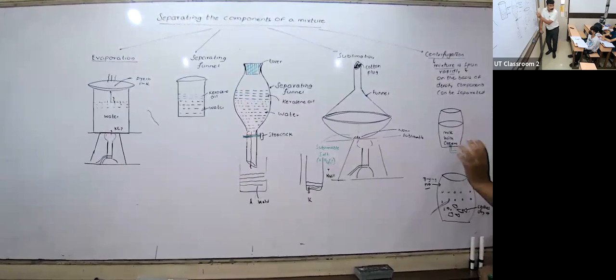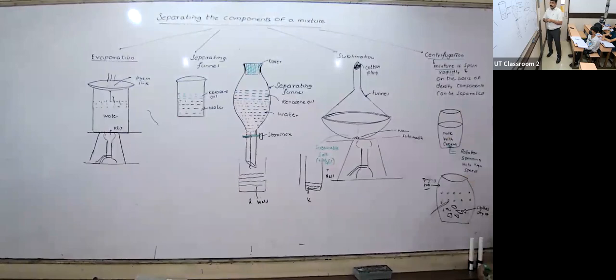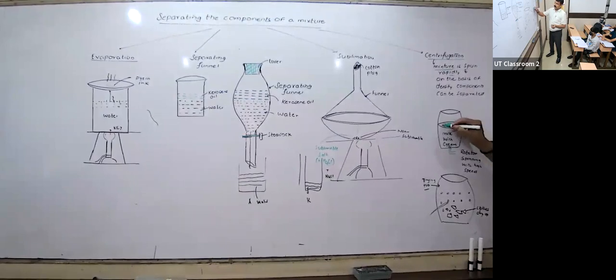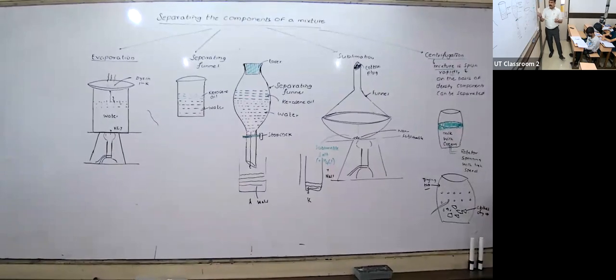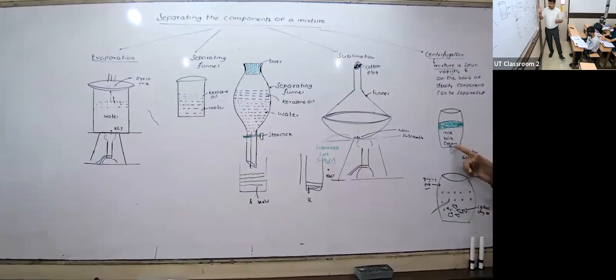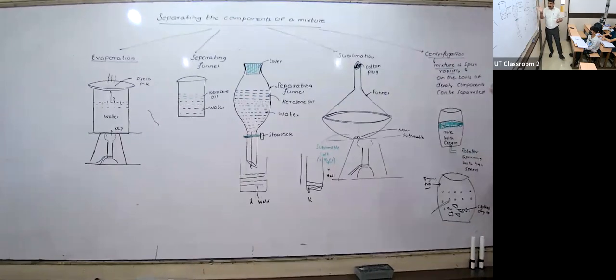Now when you rotate it with a very high speed, what happens? The cream particles come in the form of froth. Froth is lighter, so it moves up. आपको froth दिखाई देगा. Right? ये froth क्या है? Cream. इसको स्किप ऑफ कर सकते हैं. फिल्टर मत कीजिए, स्किप ऑफ कर दीजिए.